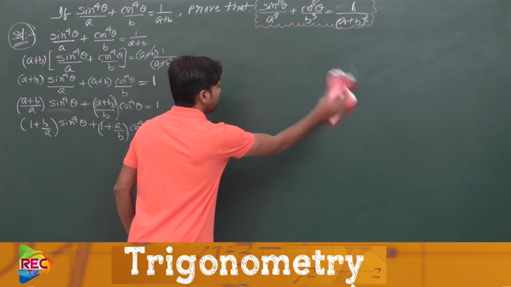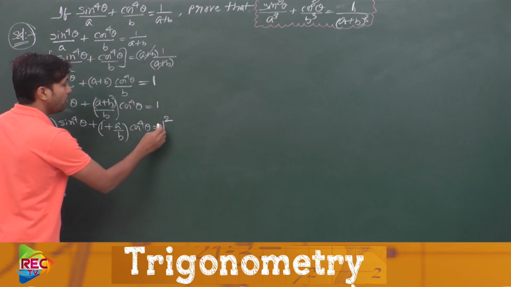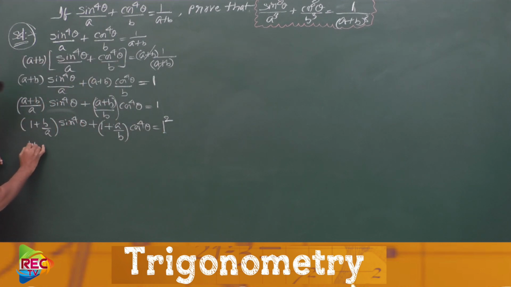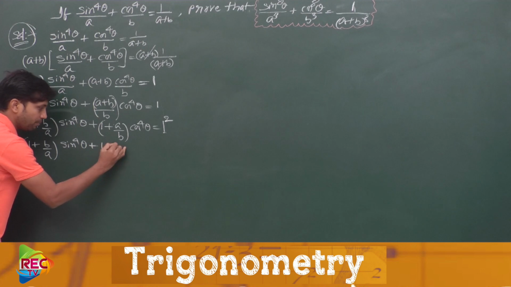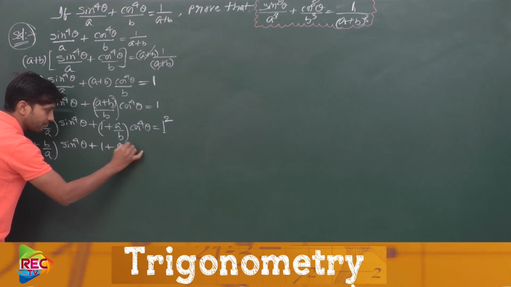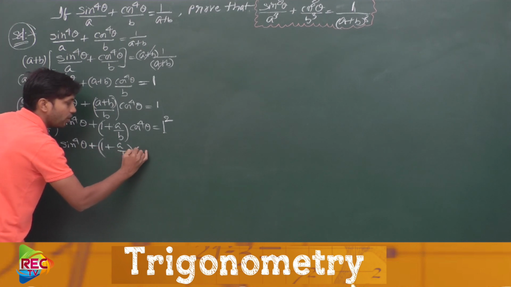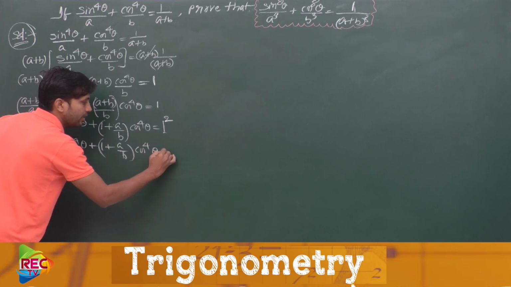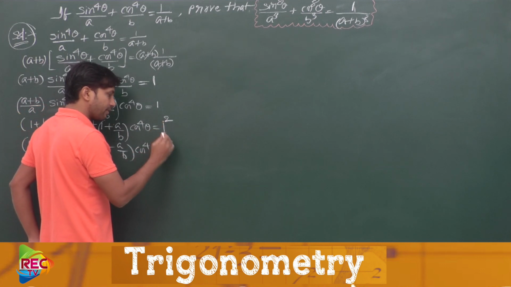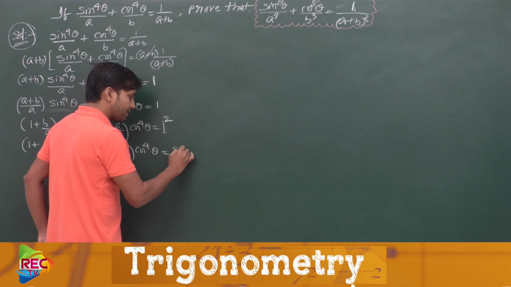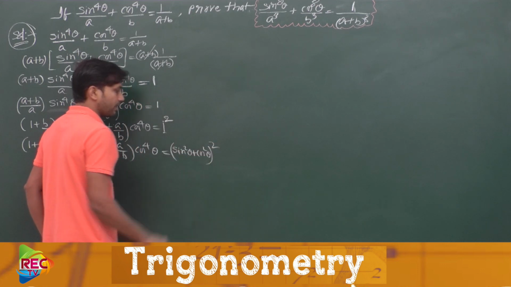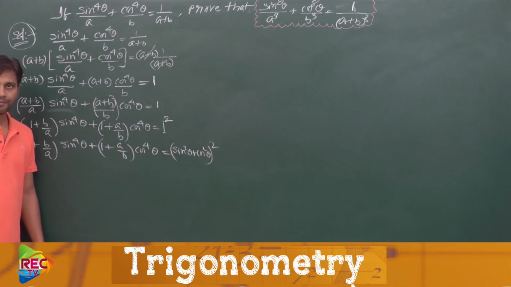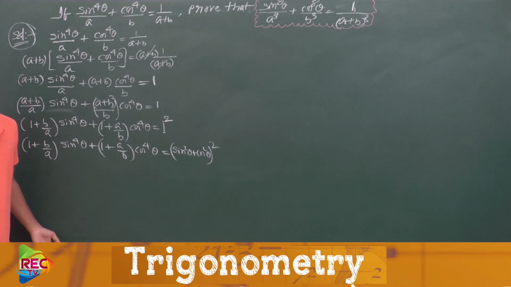Okay, see here. Now (1 + b/a) sin⁴θ + (1 + a/b) cos⁴θ = 1. The 1 can be substituted by (sin²θ + cos²θ) whole squared, right? We substituted it. Now let us simplify it further.